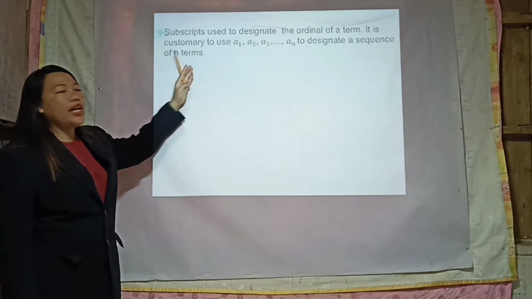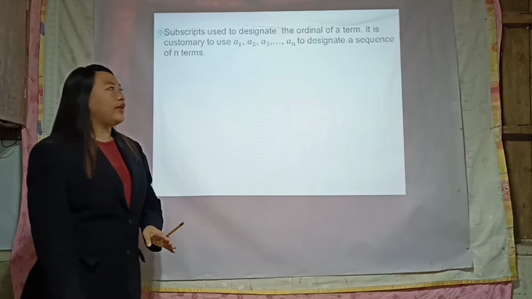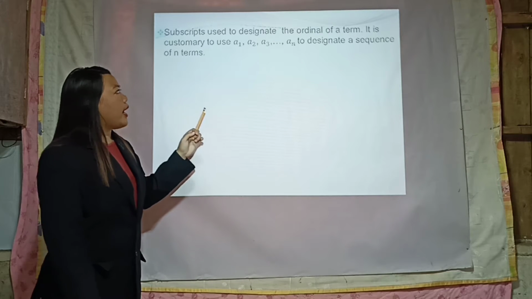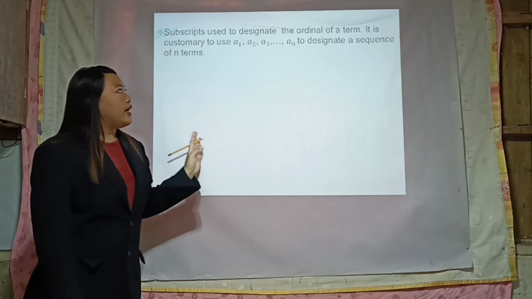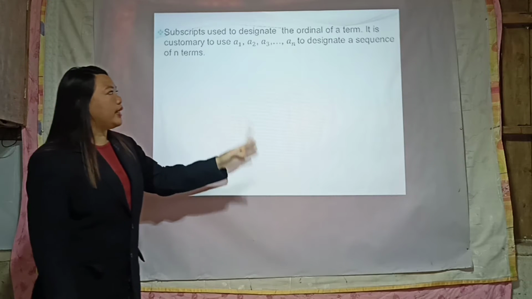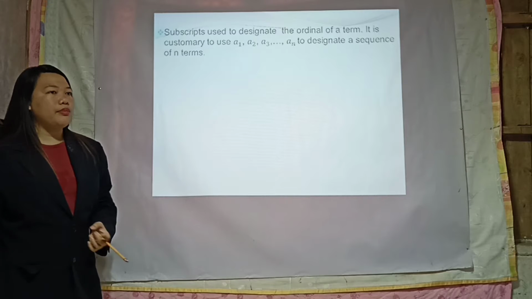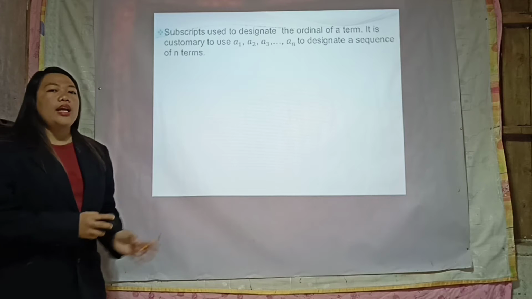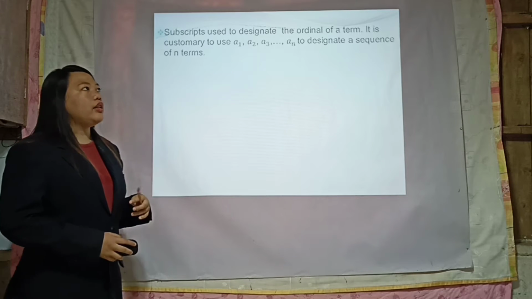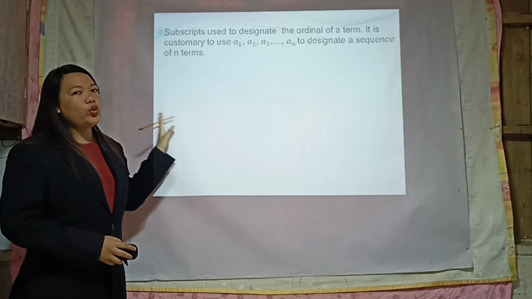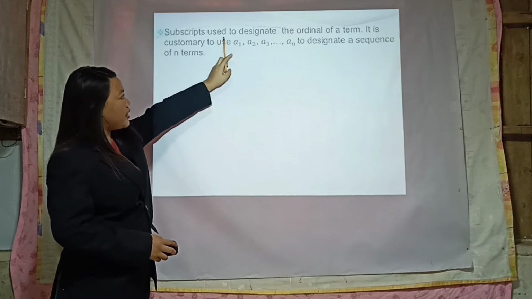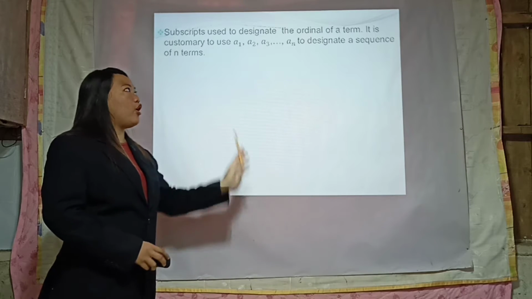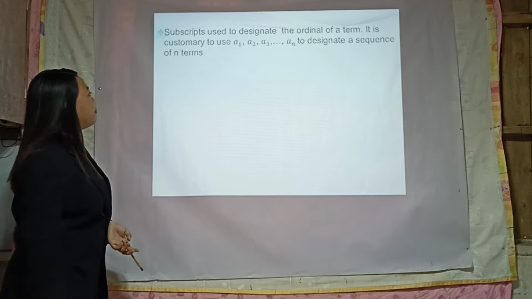So, subscripts are used to designate the ordinal of a term. It is customary to use a sub 1, a sub 2, a sub 3, and so on. A sub n designates a sequence of n terms, where the subscript n is understood to run from 1 to 4. Like this example, it has 1, 2, 3. These are the subscripts of the a sub n.